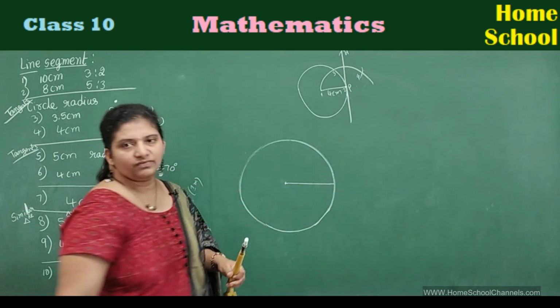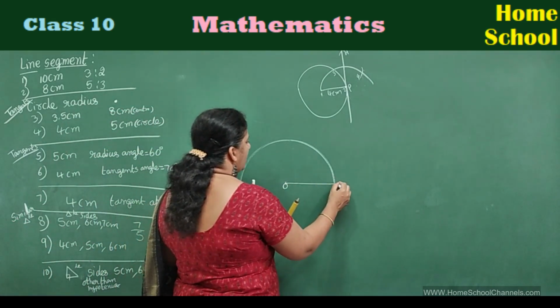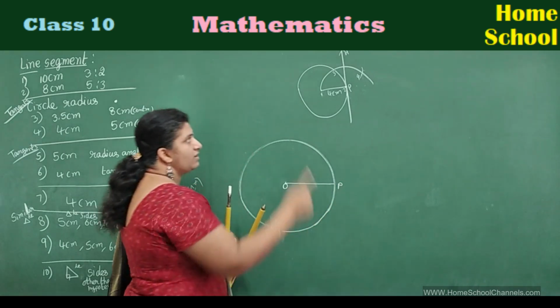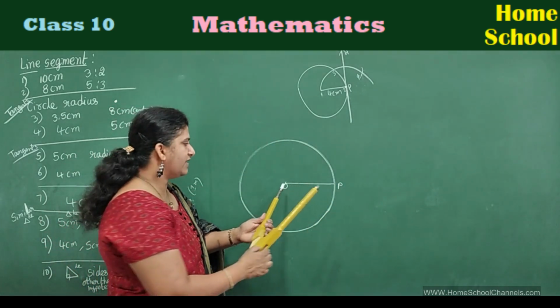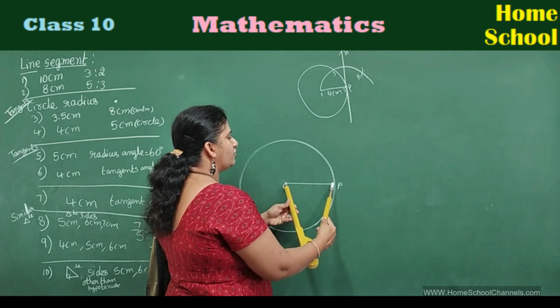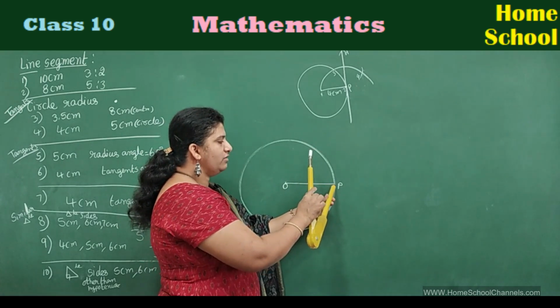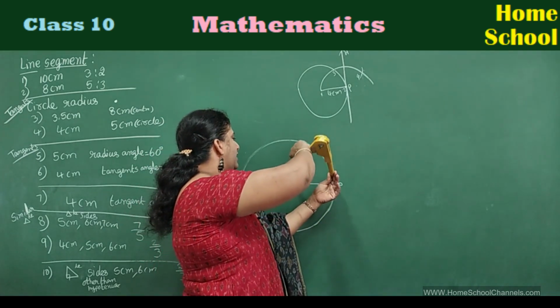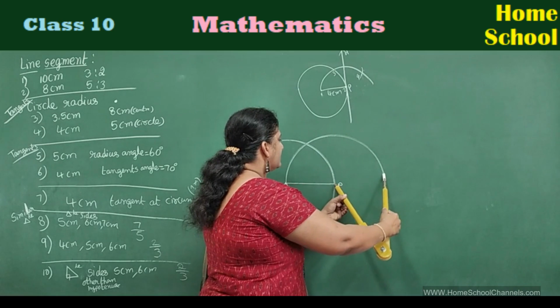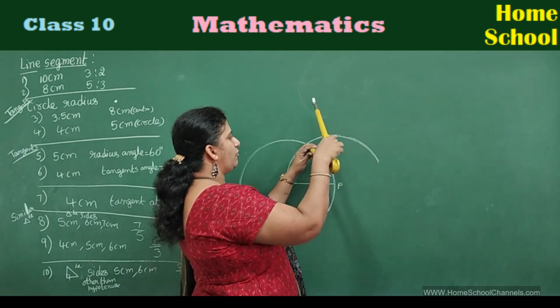Okay, we got a radius. This is a center O and mark this point as P. Observe carefully. First, put the point at the center and we have drawn a circle. Now lift the compass, put the point here and draw a semicircle. Now lift the compass and put the point here.